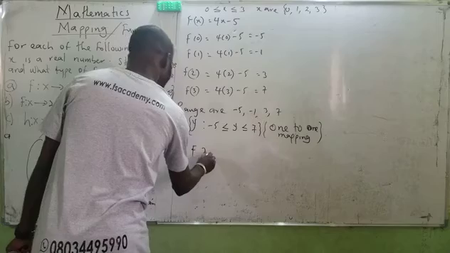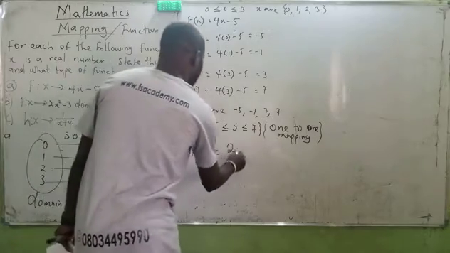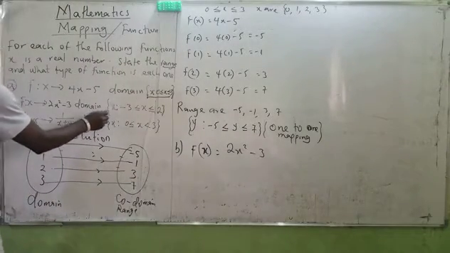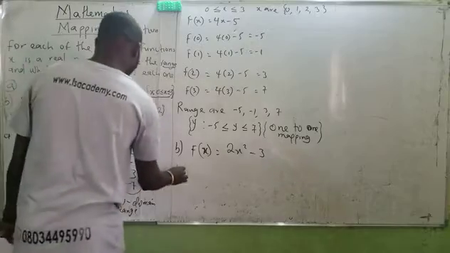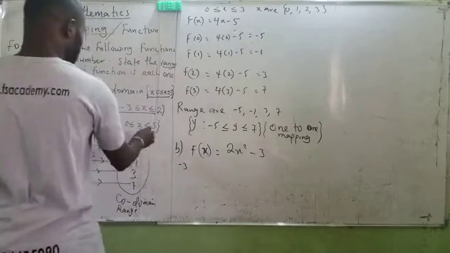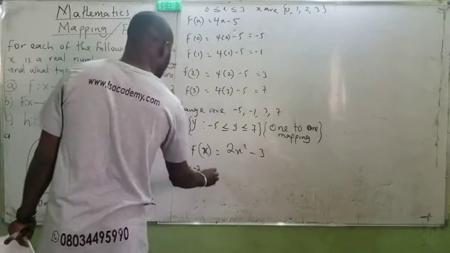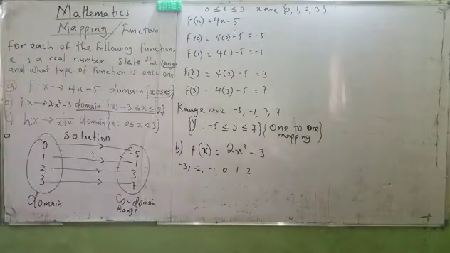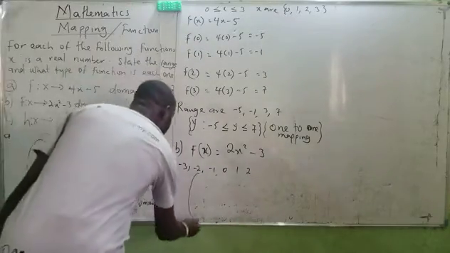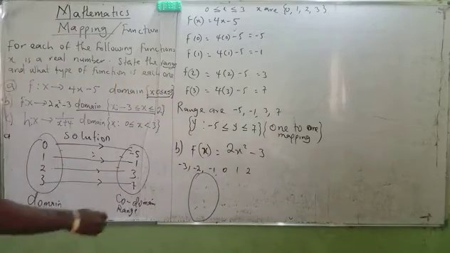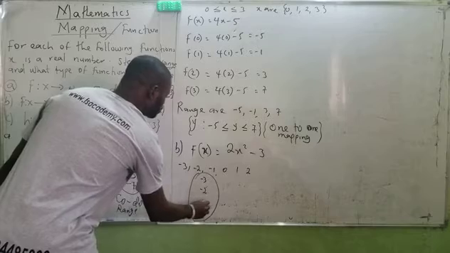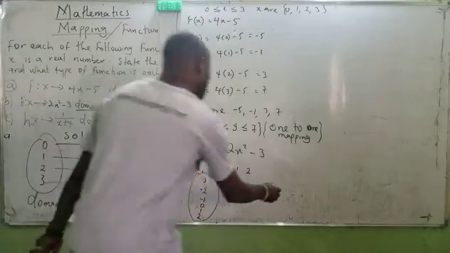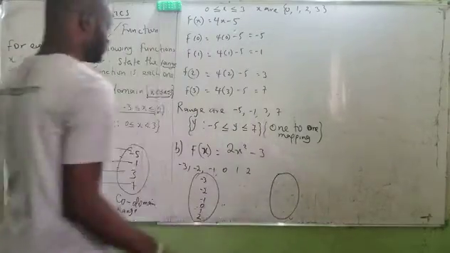f of x, its function, is 2x squared minus 3. Now we are taking the numbers, I mean the domain is given from -3, -2, -1, 0, 1, and 2. If I were you, I would do the same thing. For me to be able to know what I'm doing, I have my domain, which is -3, -2, -1, 0, 1, 2. Can you see? I can also move on by having my range.